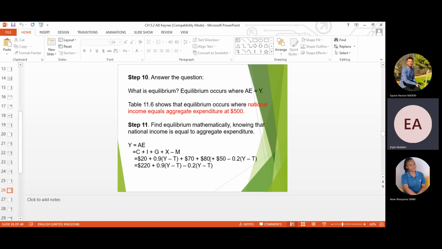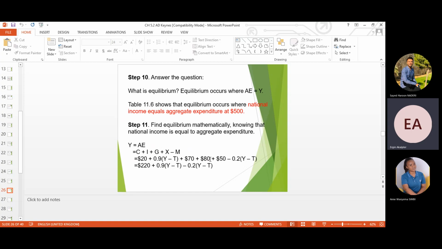Okay, and step 10, answer the question, what is the equilibrium? Equilibrium occurs where the aggregate expenditure is equalized to Y. And table 11.6 in the former slides shows the equilibrium occurs where national income equalized aggregate expenditure at 500. And step 11, find equilibrium mathematically, knowing that national income is equal to aggregate expenditure. It is given to you, of course.